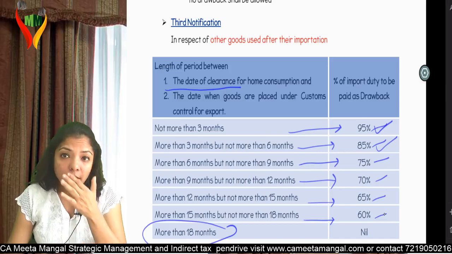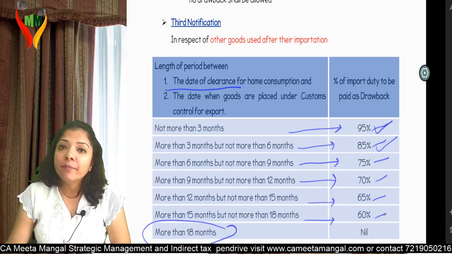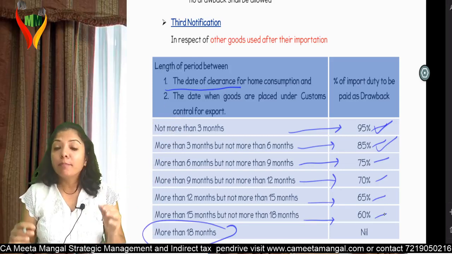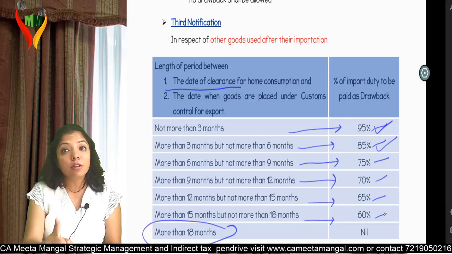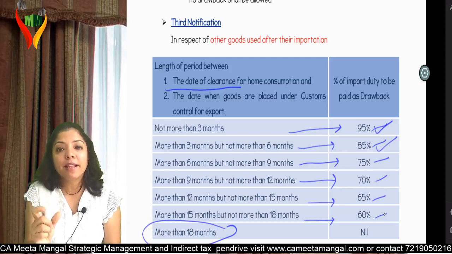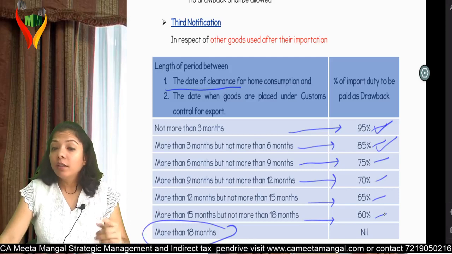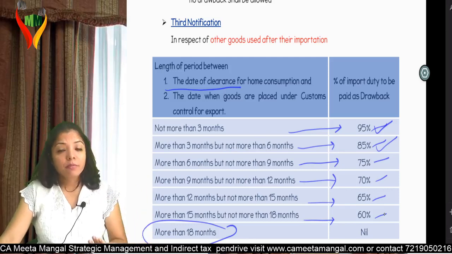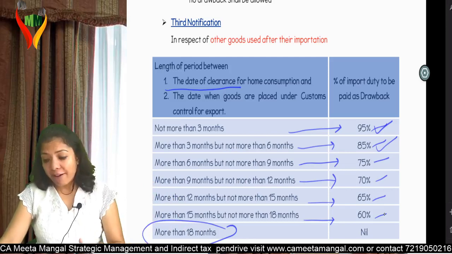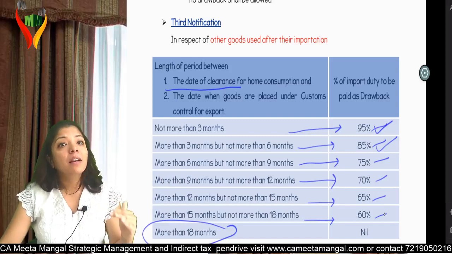95% will be the start and the end will be 60. Am I clear? You have to just learn this, but this can be important for MCQs, a 2 marks question, just by remembering the period and the percentage. Now this is which one? You have imported and used it for other than personal or private purposes. So this is your duty drawback percentage.